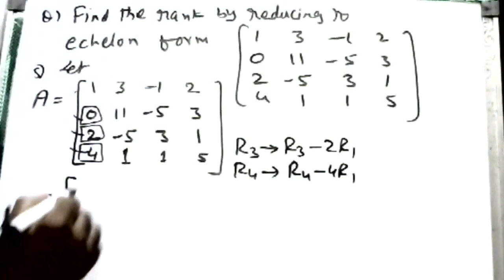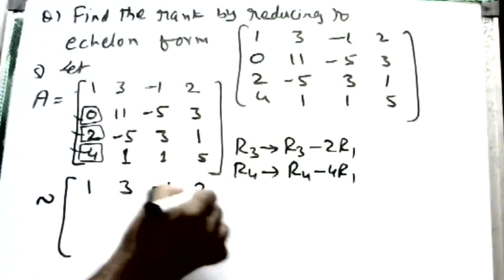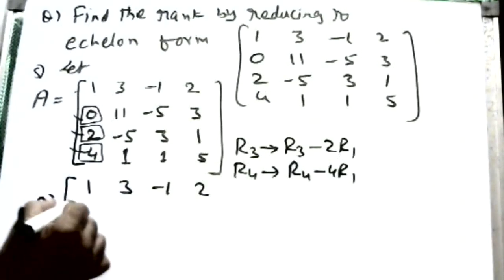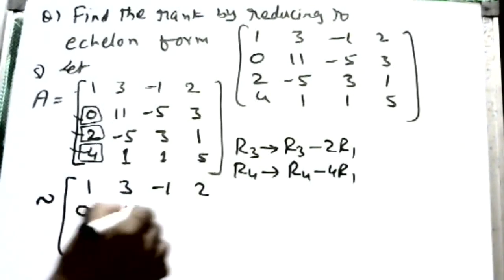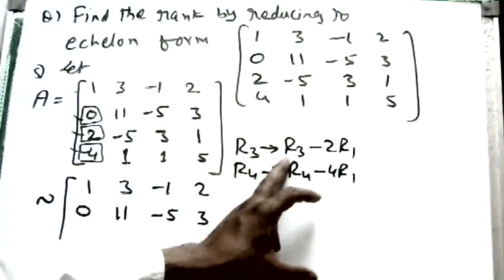See here, I'm writing it like this, equivalent to. First row, we are not changing: 1, 3, minus 1, 2. Second row also, we are not changing: 0, 11, minus 5, 3.